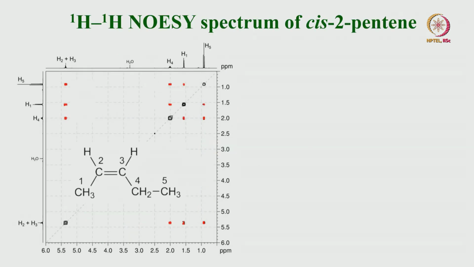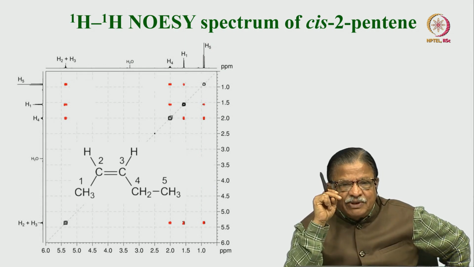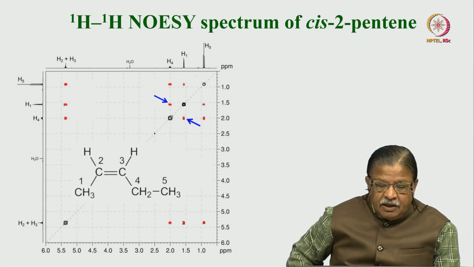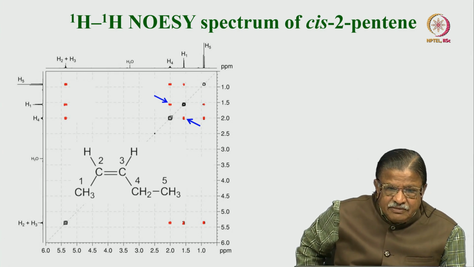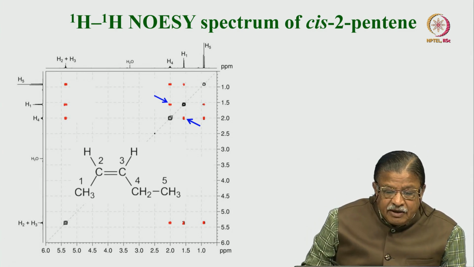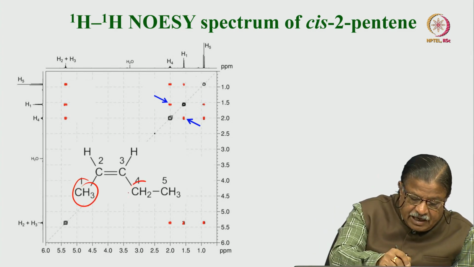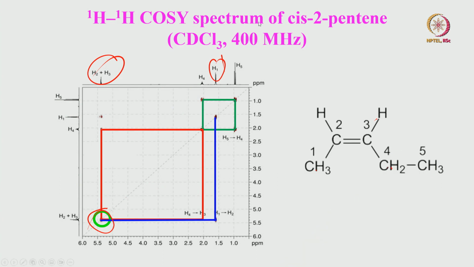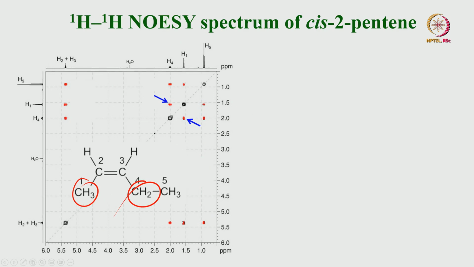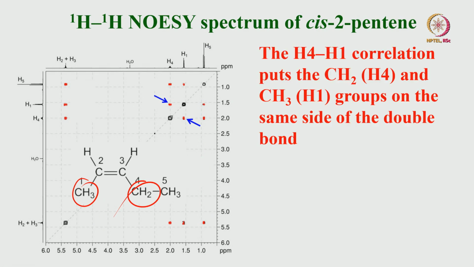We will take the NOESY spectrum of the same molecule. It is very interesting. This is cis-pentene. We have to see what cross peaks we are seeing here. There is one cross peak here. Remember, this was not seen in the COSY. There was one cross peak here between 1 and 4. In the COSY there was no cross peak between 1 and 4. As a consequence, this is a NOESY peak. H4 and H1 correlation is seen in the NOESY spectrum.